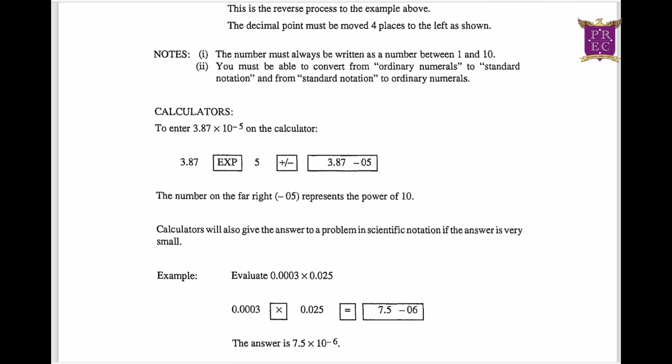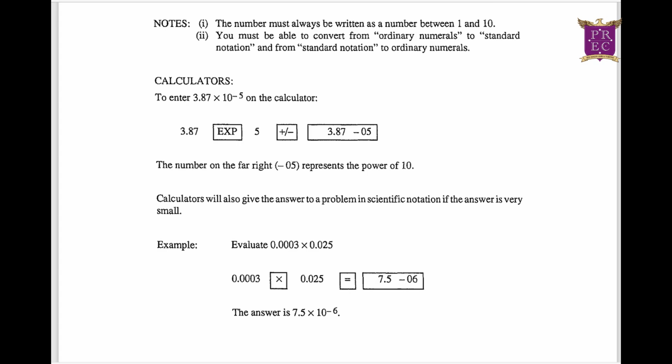Now again, you're able to convert from scientific notations to regular notations using your calculator and vice versa. So make sure you check that out and try that on your calculator in your own time.